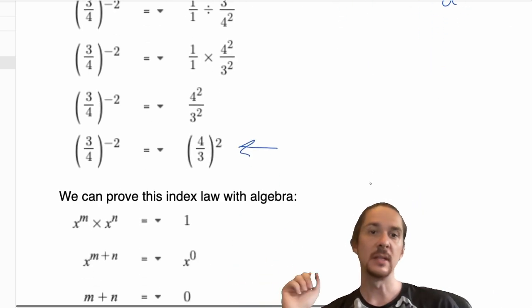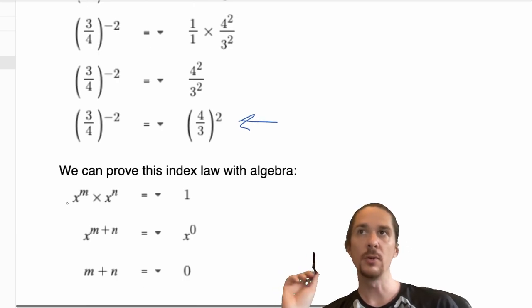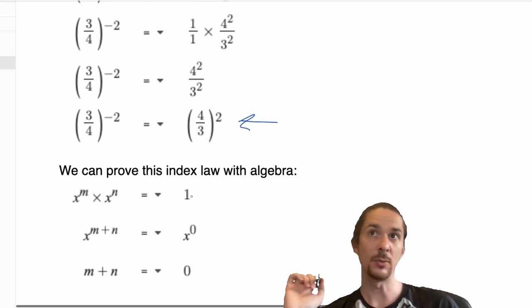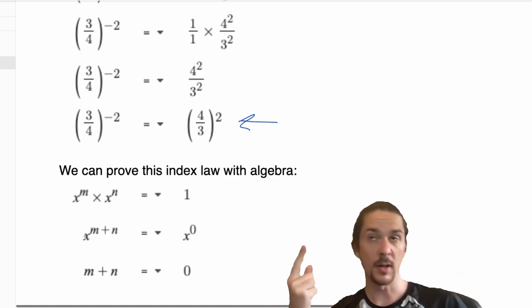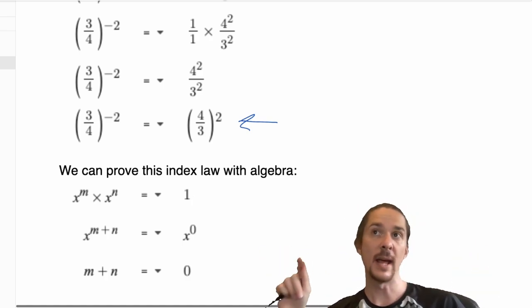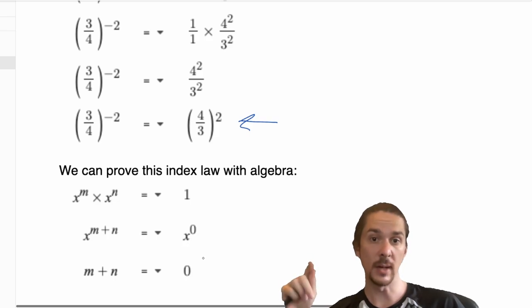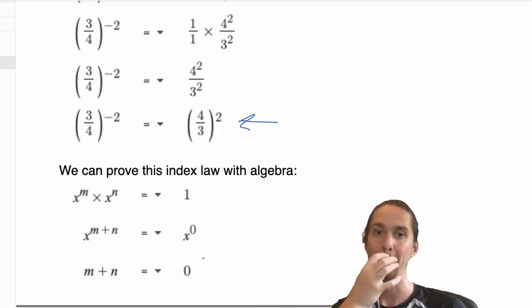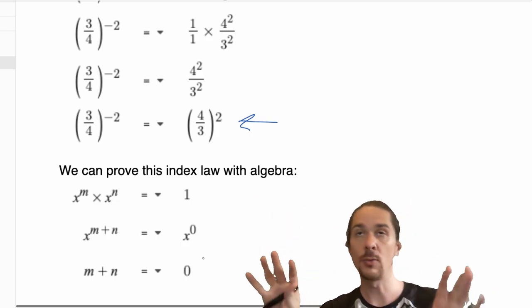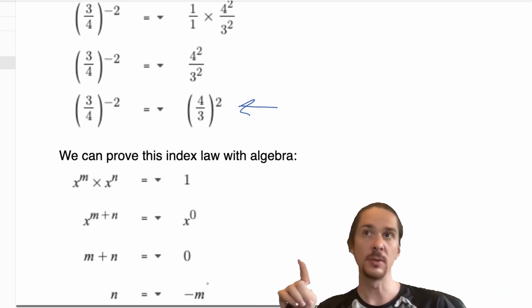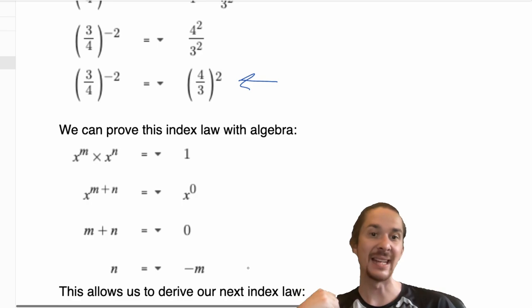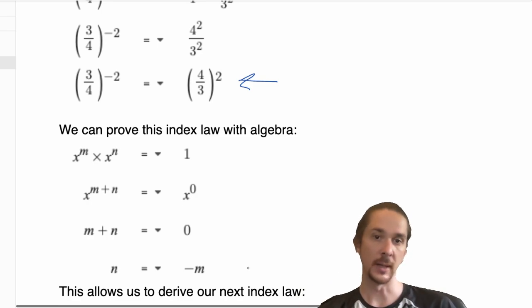We can prove this index law using some algebra. So for example, if we know that x to the power of m times x to the power of n is equal to 1, we're just assuming this. This is the first step of this proof. That means using our product rule, our product law, we can say that x to the power of m plus n is going to be equal to x to the power of 0, because x to the power of 0 is 1. So now both sides of the equation are x to some power, and they're equal, which means that the powers have to be equal. So m plus n must equal 0, and therefore we can say n is equal to negative m, okay?